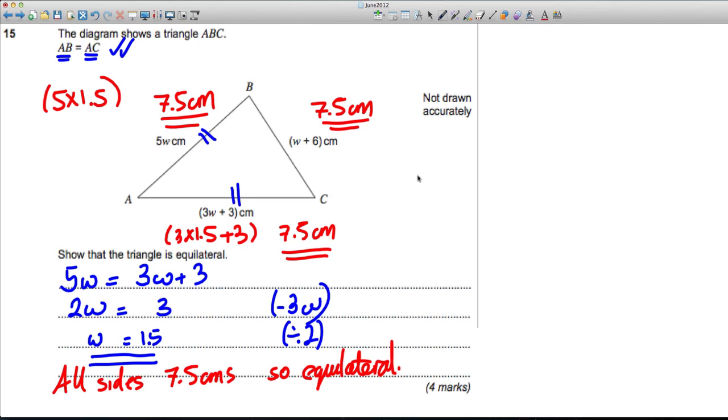Okay, and the key bit to this question was actually reading that fact there. Because you were told that, you can make these expressions equal, find w, and use it to put it into the other one to check the other one's the same length as all the others. And that's done. Nice easy marks there.